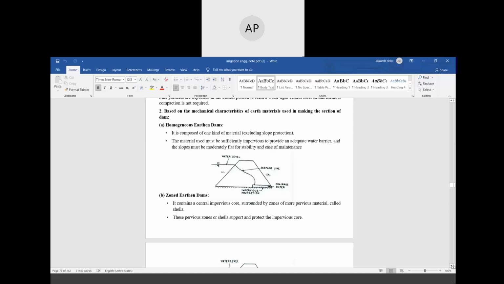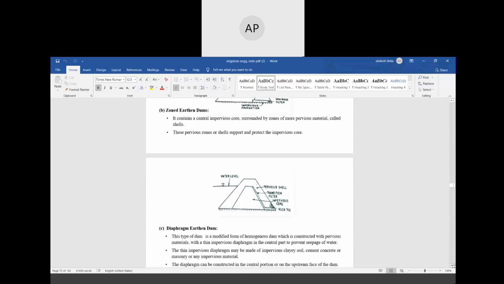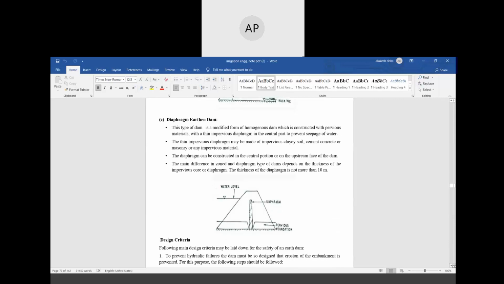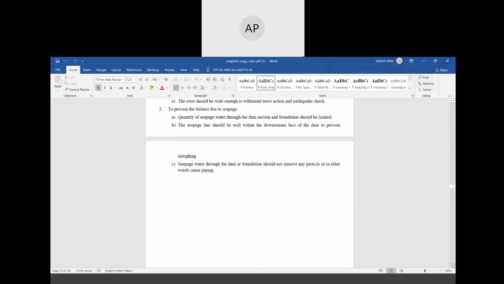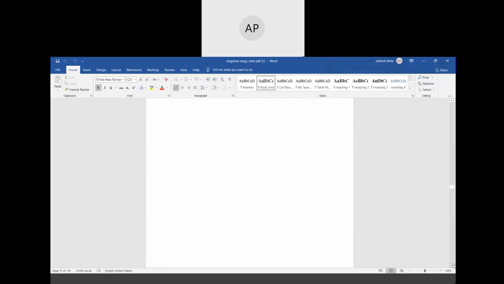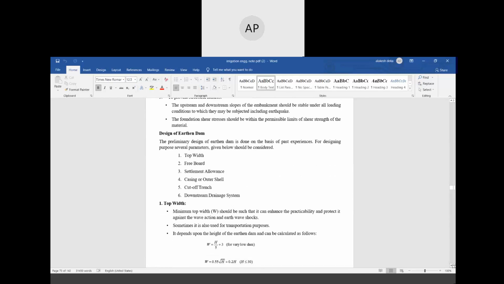Again, classification. Based on the materials, earth materials, it is classified as homogeneous, zoned, and diaphragm earthen dams. Design criteria. So these are the design criteria of earthen dams. Next, we are going to discuss diversion headwork.